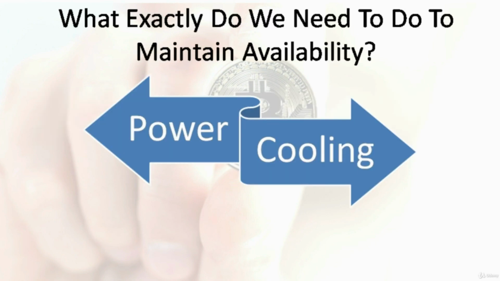So what exactly do we need to do to maintain availability? Well, for a Bitcoin mining facility, the most important thing that we need to have continuously available is our cooling and power infrastructure. These are crucial for the mining farm. It is not detrimental if we have 1 or even 10 mining rigs that are crapped out, but if we lose power, it means all of our mining rigs are not generating income.